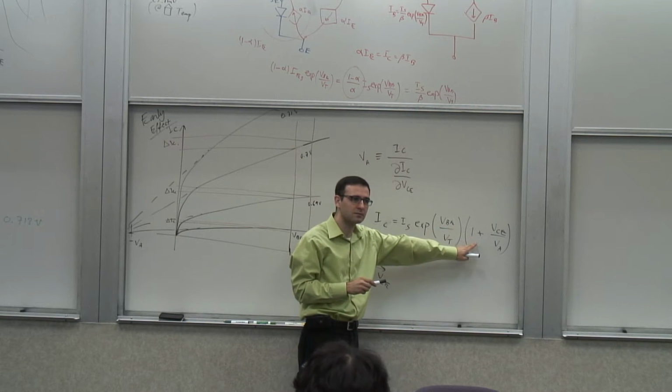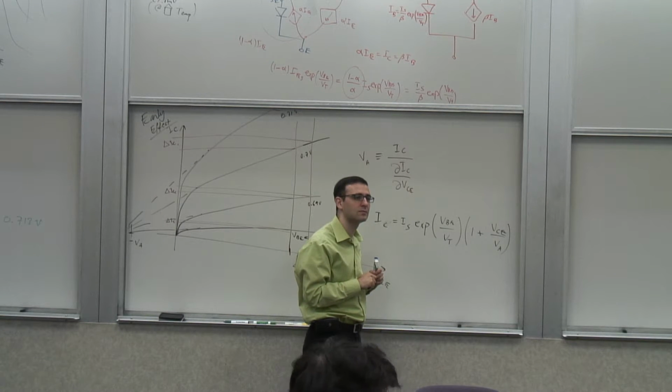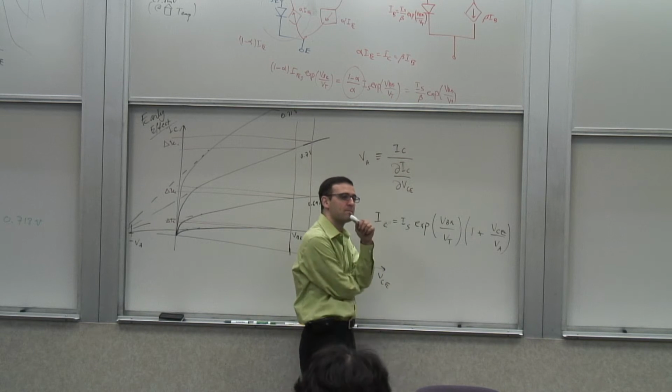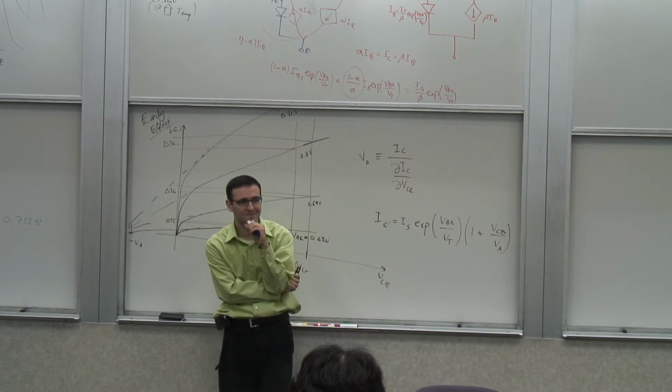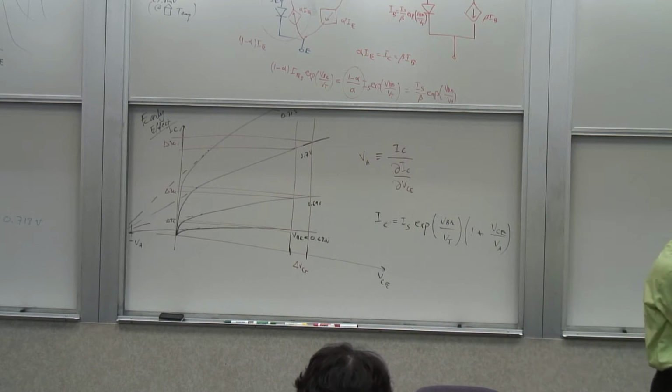And you can see, unlike the VBE dependence, which is an exponential one, this is just a linear one. Yes? Can you explain why the base width modulation has a linear effect? Because the reverse bias voltage actually has a square root effect on the depletion. Okay. Yes. Yeah, well, it's a very good question, actually.